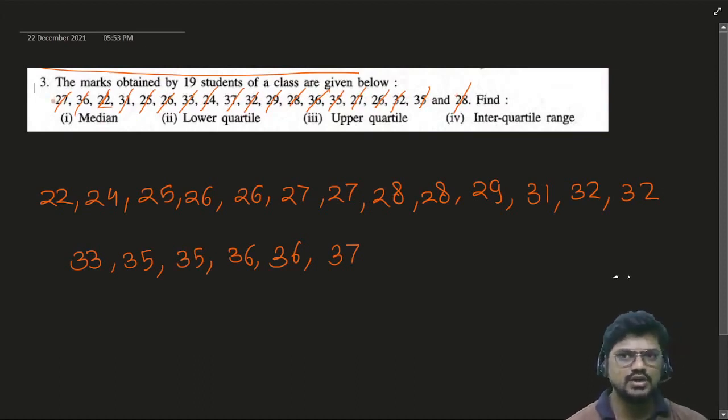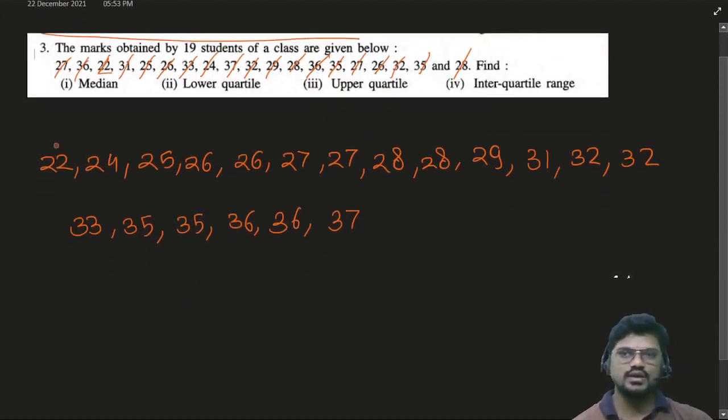You can also count how many numbers you have over here and how many numbers you have written over here, so that there should be no mistake. So how many you have? 1, 2, 3, 4, 5, 6, 7, 8, 9, 10, 11, 12, 13, 14, 15, 16, 17, 18, 19. Over here also 1 to 19. You have 19 readings over here also, right?